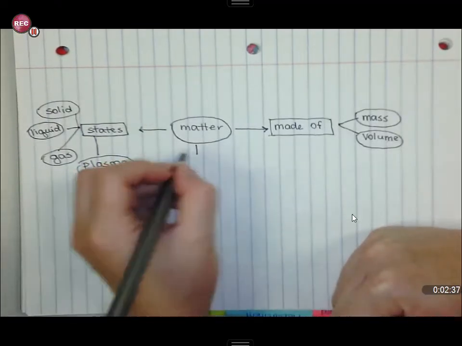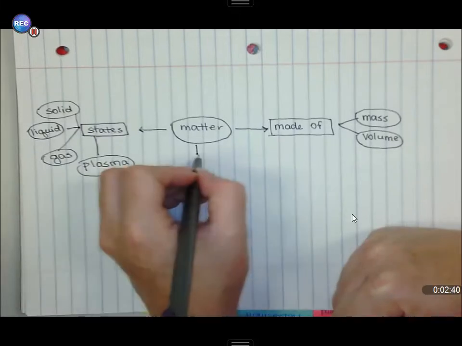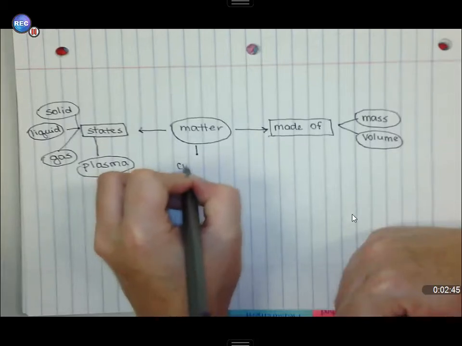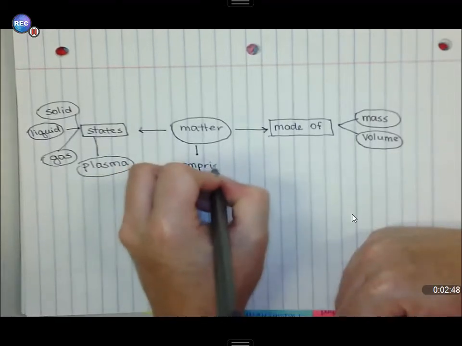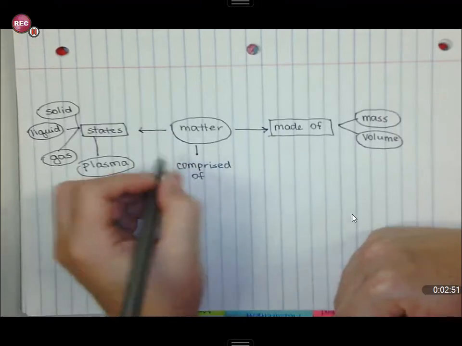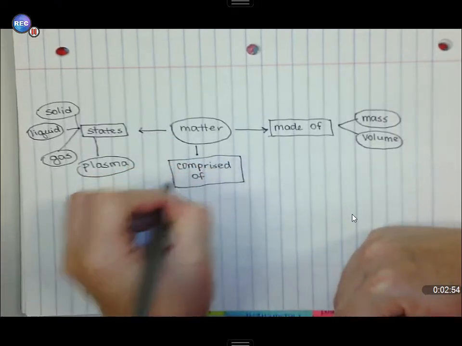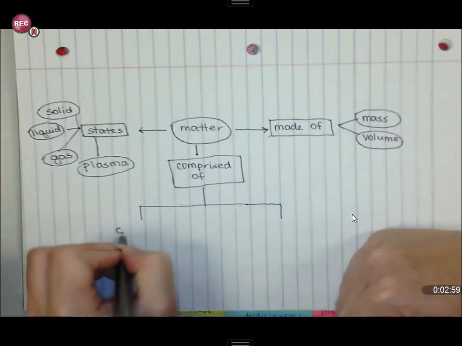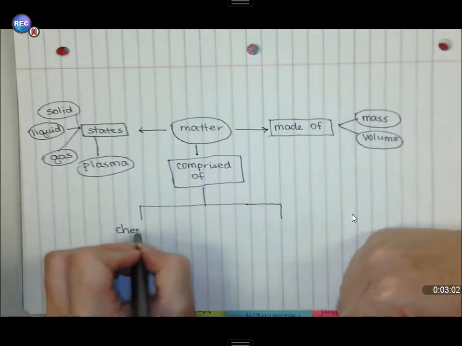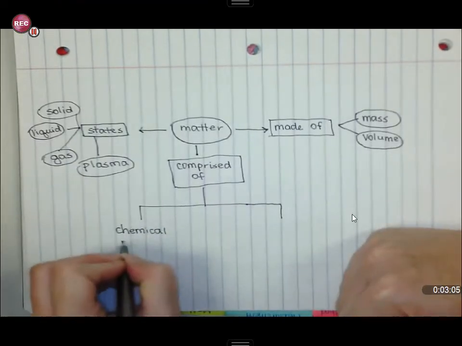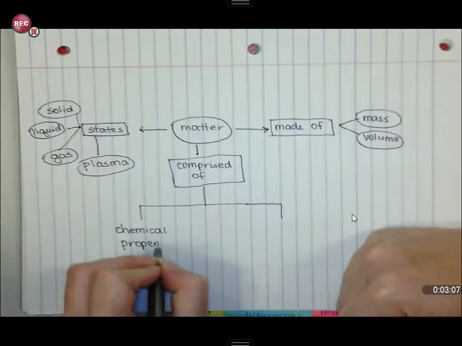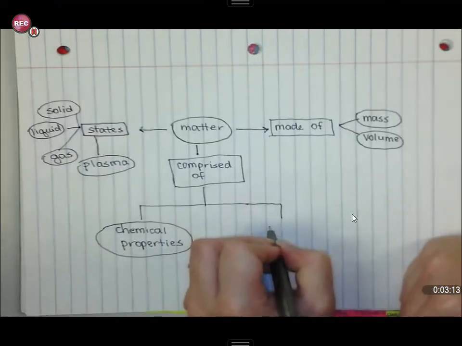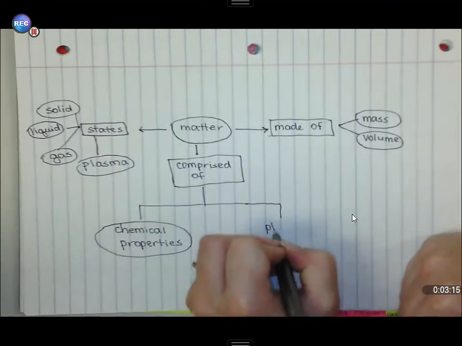There are going to be 2 things that can happen with matter, and it's going to be comprised of, and there's 2. Can be comprised of chemical properties, and if it's not comprised of chemical properties, it is comprised of physical properties.